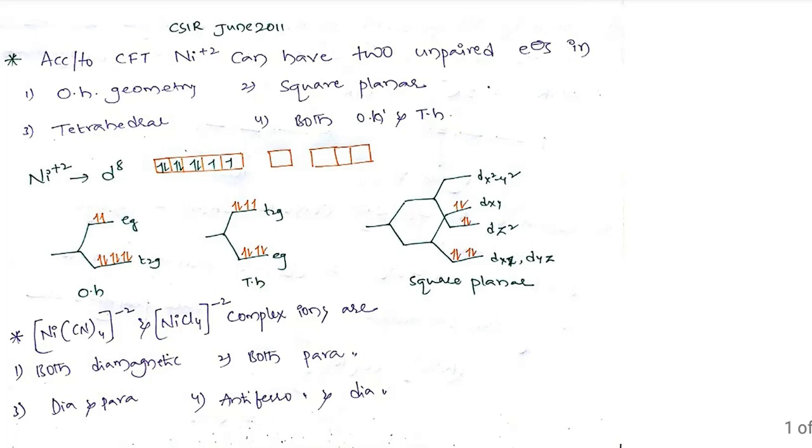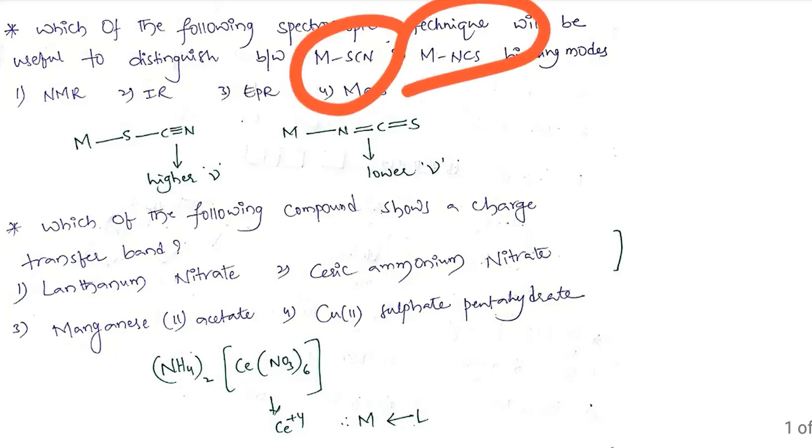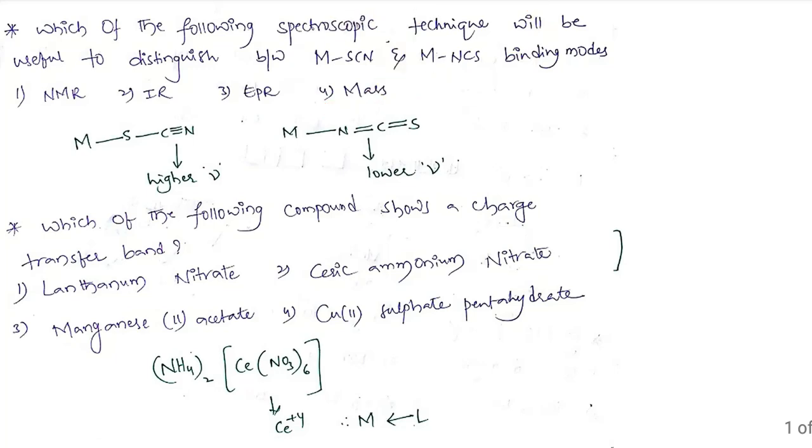And next question, which of the following spectroscopic techniques will be useful to distinguish between M-SCN and M-NCS binding modes? Simply if you look at the first one, it is thiocyanate. In the thiocyanate you can observe C triple bond N, that means nitrile. And the second one is isothiocyanate, where nitrogen is coordinating to the metal, whereas in the first one sulfur is coordinating to the metal, and in the second case carbon and nitrogen have 2 bonds only.